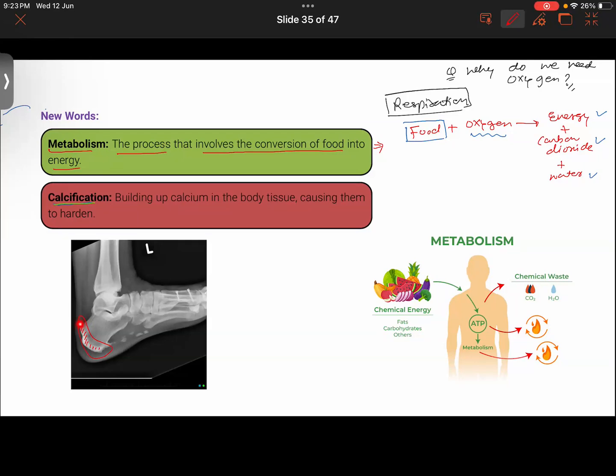Say, for example, if the person develops pain over here while walking, and after an x-ray it is found out that extra calcium has deposited at this part of the leg, that's why the person is having a sensation of pain. Hope you guys are able to understand this.